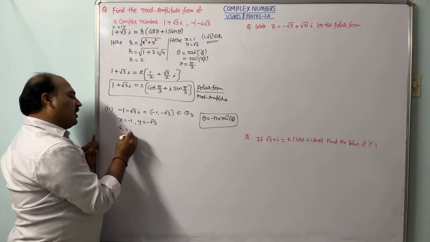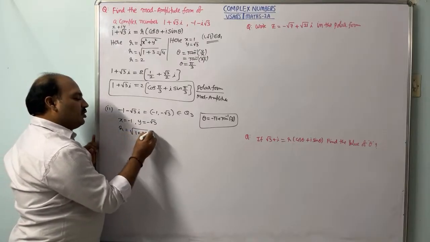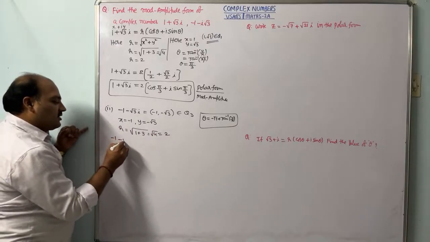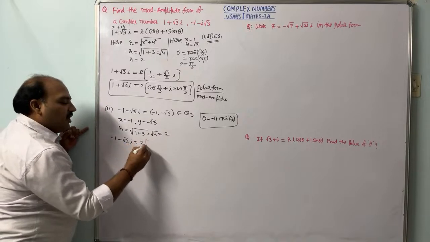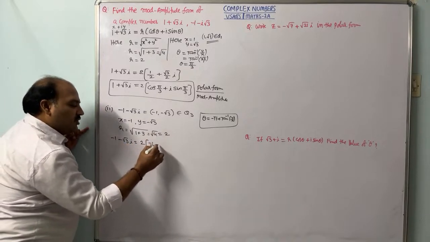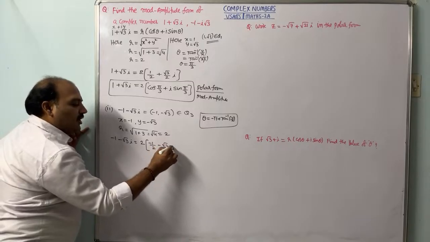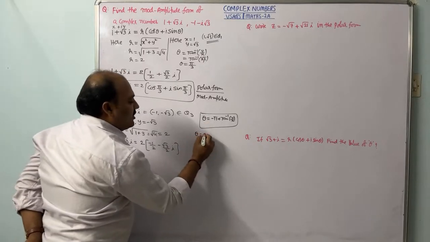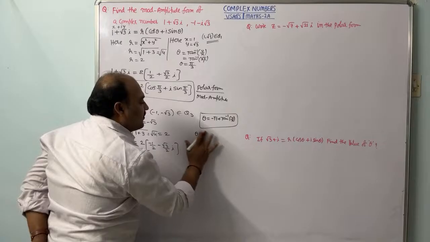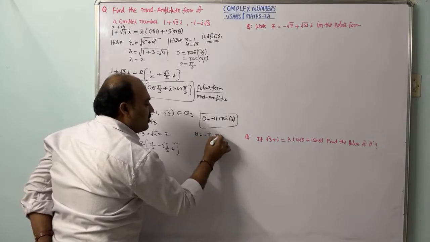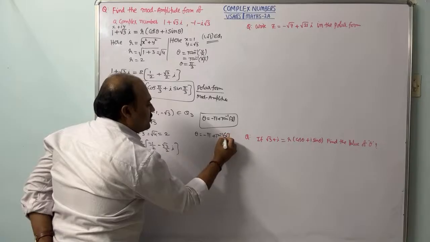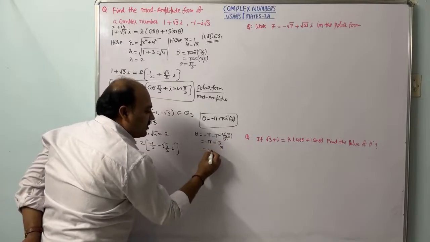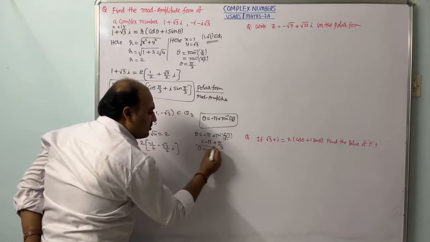So R value we can calculate: root over 1 plus 3, that is equal to root 4, which is equal to 2. So minus 1 minus root 3 I we can write it as, multiplying and dividing by 2, minus 1 by 2 minus root 3 by 2 into I. So here theta value we will calculate. Theta equal to minus pi plus tan inverse of root 3 by 1, that is minus pi plus pi by 3, which is minus 2 pi by 3, dear students.